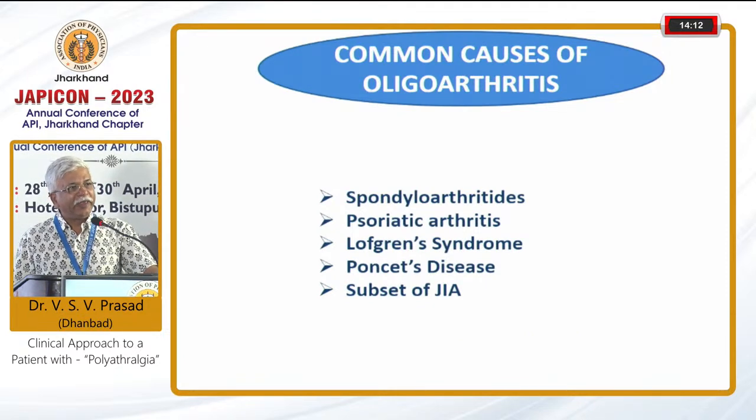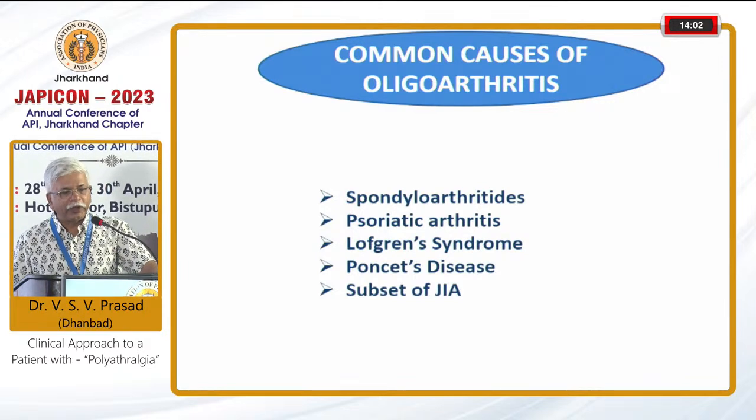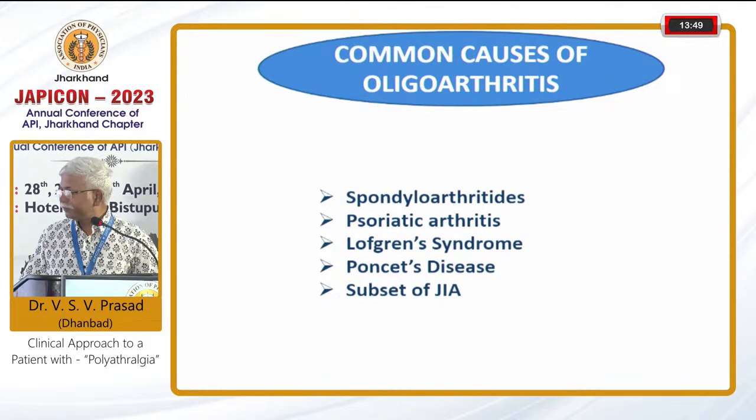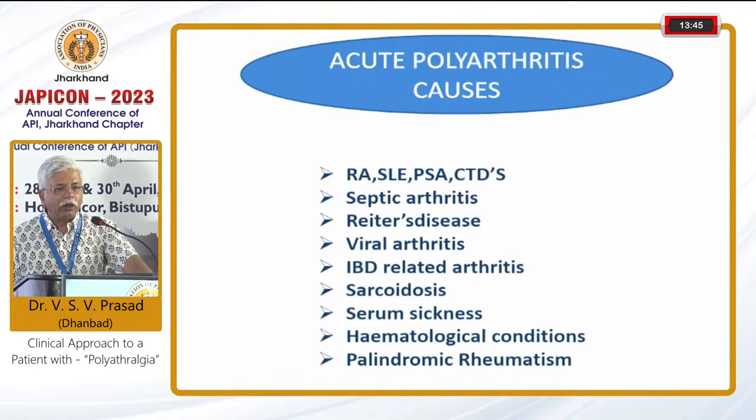There are many cases of oligoarthritis that could be presenting to us, and sometimes they would confuse us with polyarthritis. The common causes of oligoarthritis, however, are spondyloarthritis, psoriatic arthritis, the Lofgren syndrome seen in sarcoidosis, Ponset's disease, and certain subsets of juvenile arthritis. But what we are talking about is acute polyarthritis.